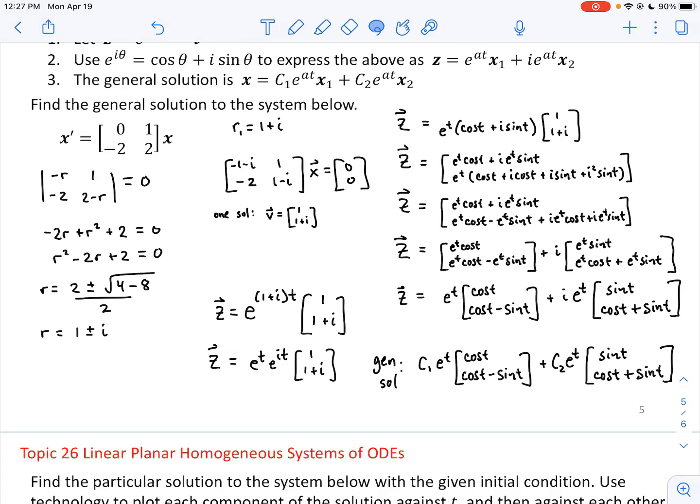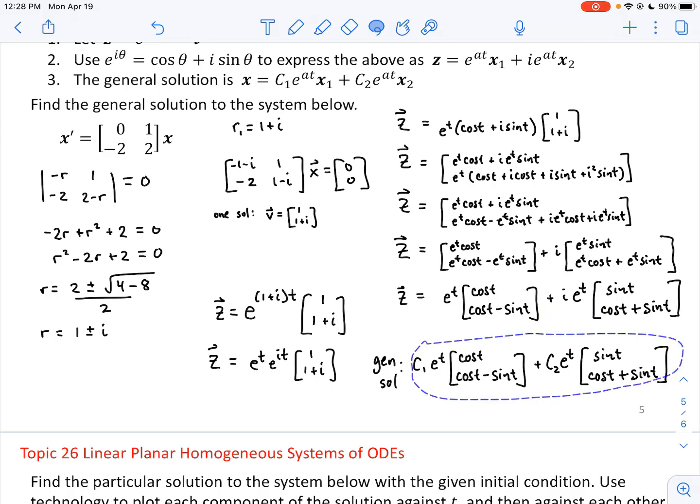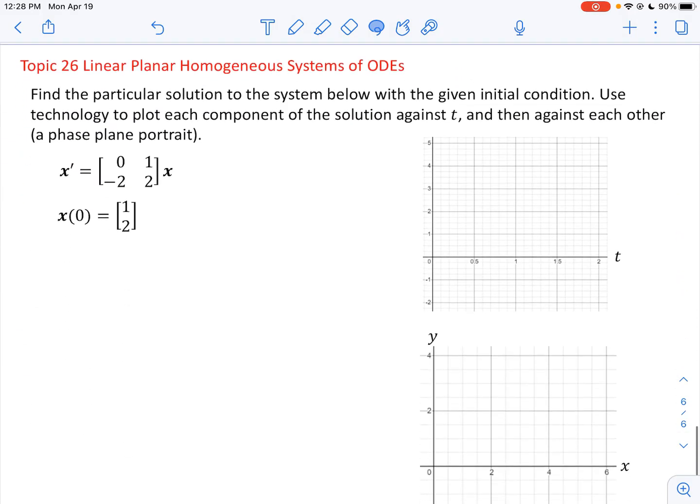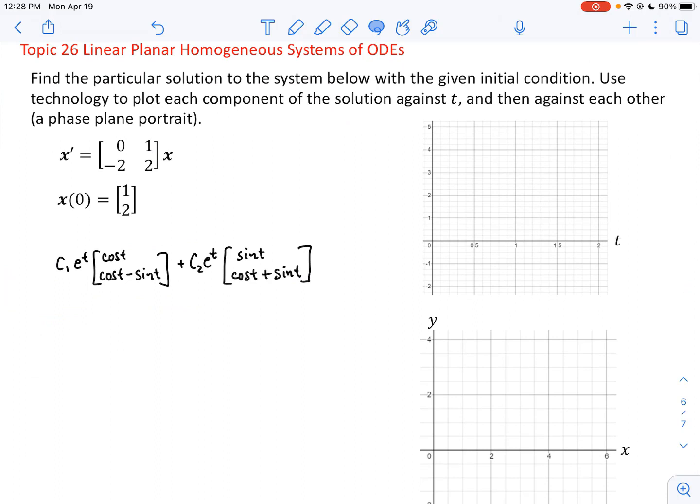We do not need to repeat all of this again with the second eigenvalue of 1 minus i. So for every complex conjugate pair, you just have to take one of them and go through these motions to get your solution that gives you the two linearly independent solutions that you need to combine together to form your general solution. But I do want to copy this now because we're going to do a particular solution for this specific example.